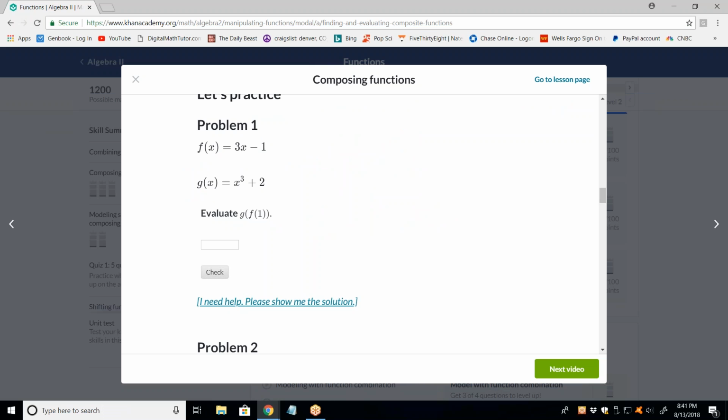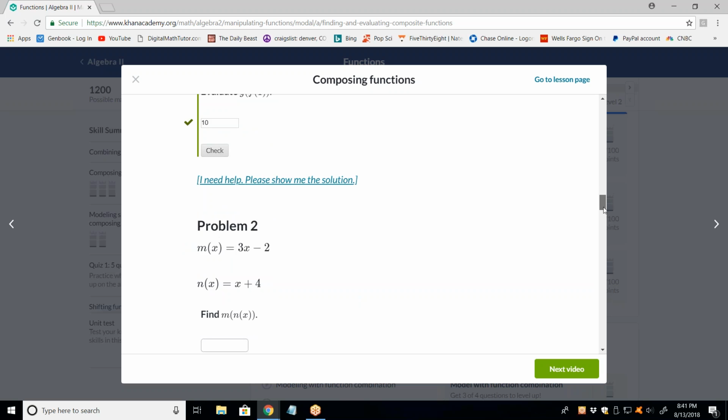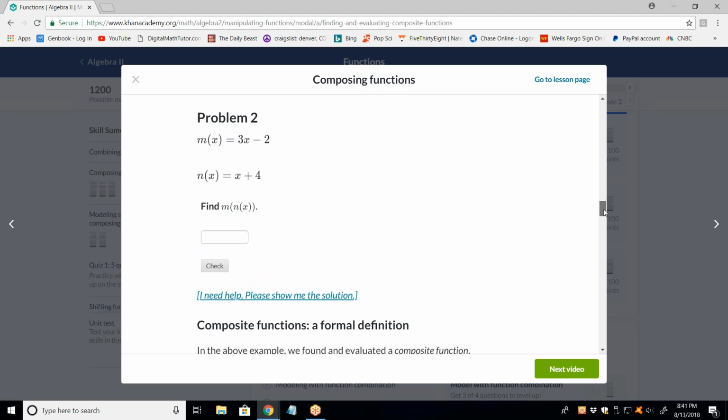Composite functions are easy as long as you do them step by step. You don't want to get ahead of yourself. It's where you try to do multiple steps at once, and I don't mean you, I mean everybody, where a mistake is made.